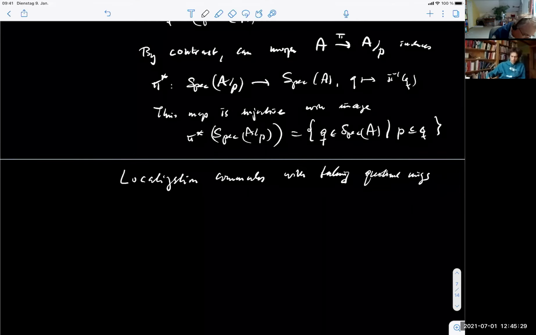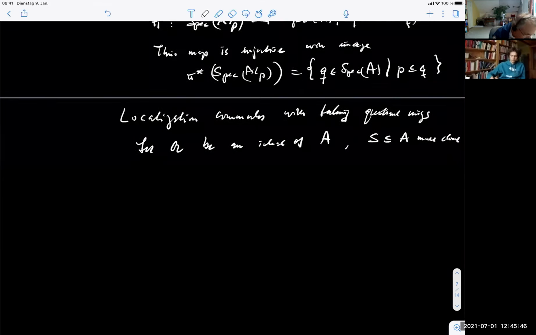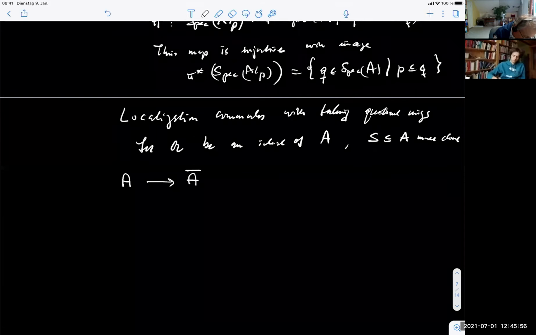Okay. So what is the setting? So my script A, this is an ideal of the ring A. I have a multiplicatively closed set. So then let's see, what can we do? Here is A. I draw a commutative diagram. So I can form the quotient. It's the factoring. I denote it A bar. Okay, I do this. Okay, quotient out A.